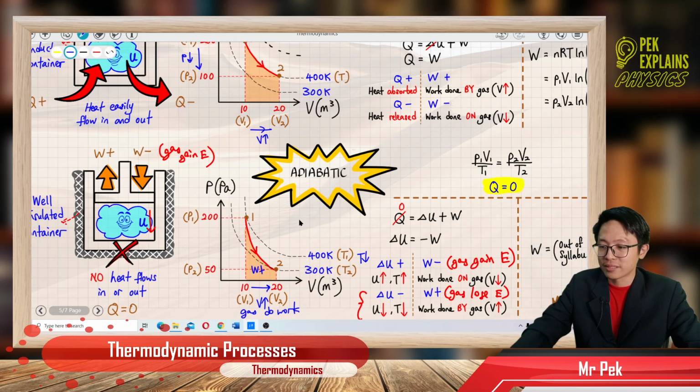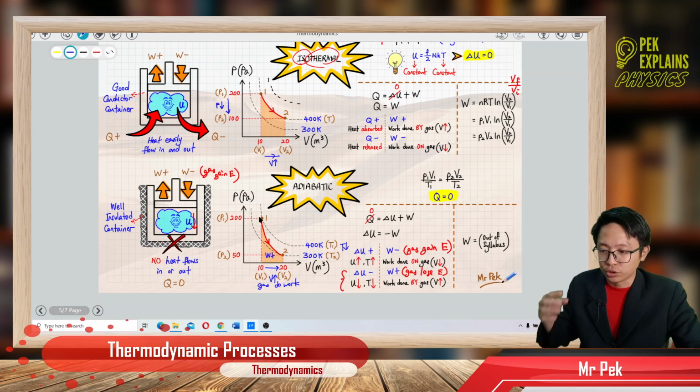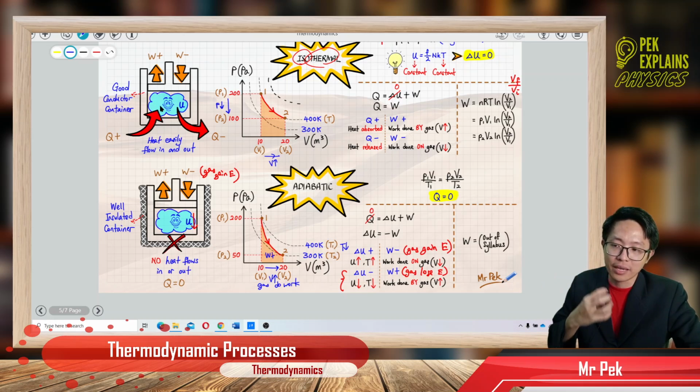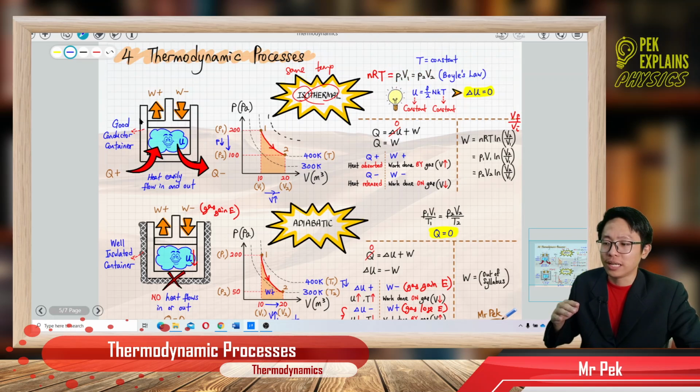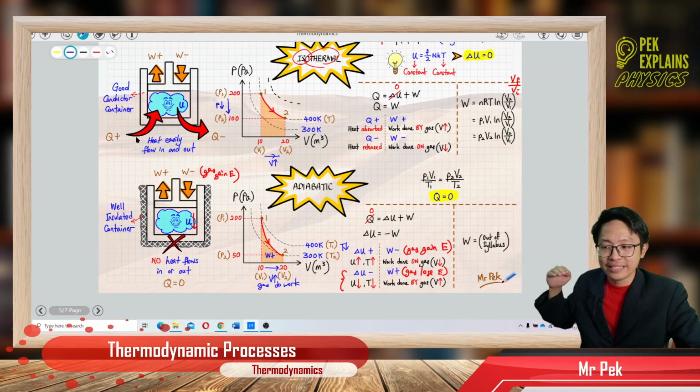So because it has to drop to a lower temperature, that's why the graph of the adiabatic process is steeper compared to the isothermal process. In the isothermal process, when the gas does the work, it doesn't use up its own internal energy. It uses the heat energy that enters, because the isothermal process has a good conductor container. The heat can easily go in.